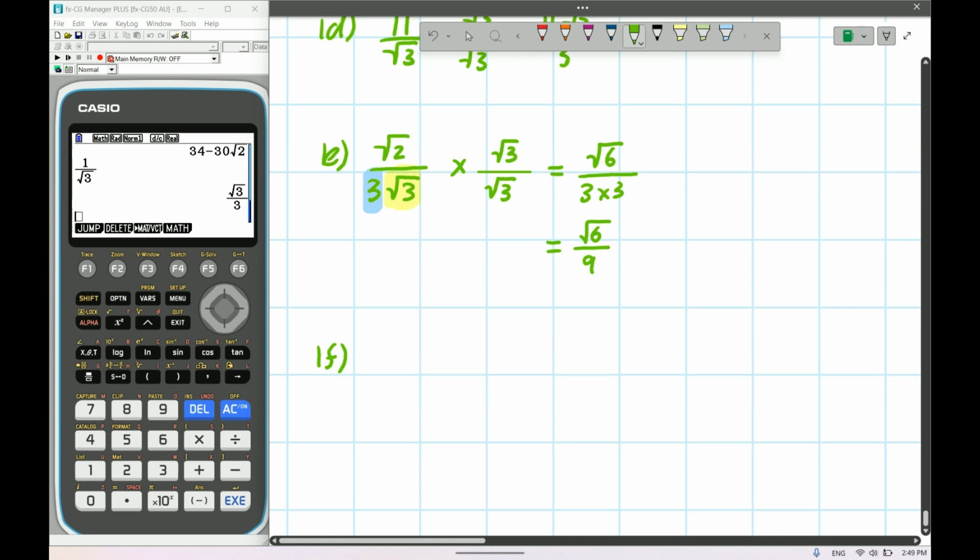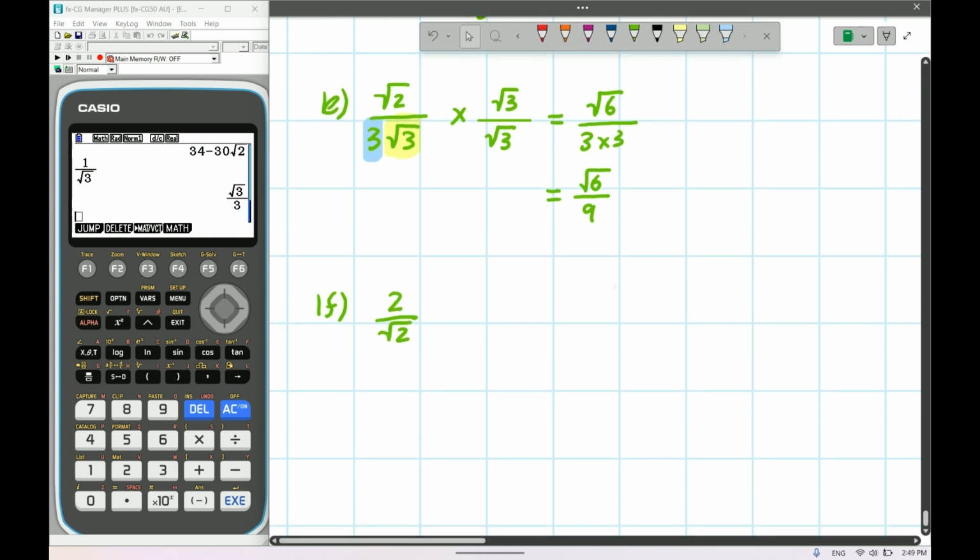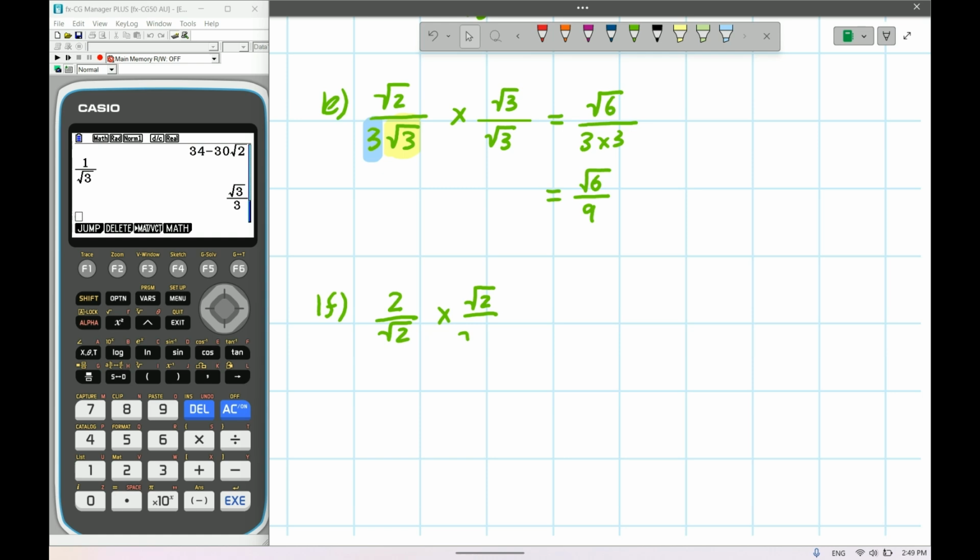1f. 2 over root 2. So same kind of idea, but instead of multiplying it by root 3 on the top and bottom, we multiply it by root 2 on the top and bottom. Cool. So this will become 2 square root 2 over square root 2 times square root 2, that becomes 2. And this can cancel, so you're just left with root 2.